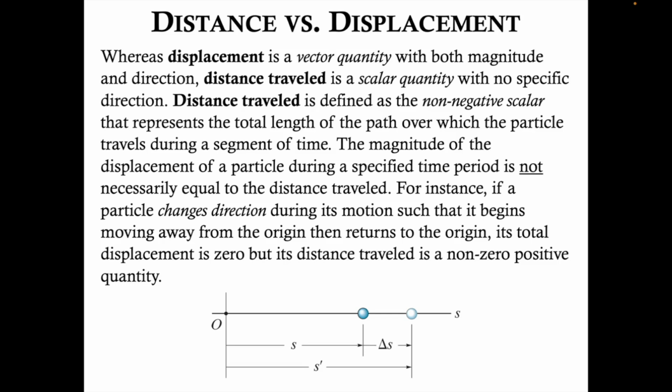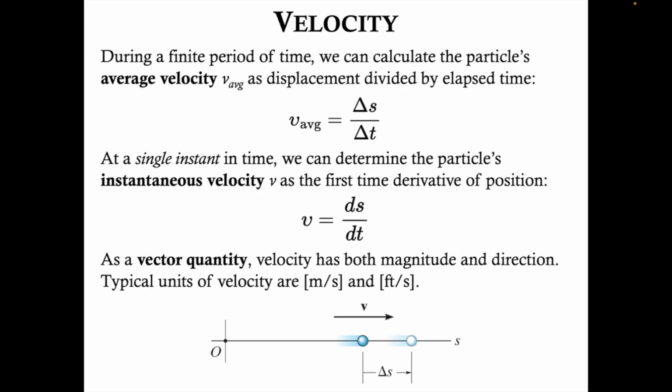The magnitude of the displacement of a particle during a specified time period is not necessarily equal to the distance traveled. For instance, if a particle changes direction during its motion such that it begins moving away from the origin, then returns to the origin, its total displacement is zero because it started and ended at the origin. But its distance traveled is a non-zero positive quantity because it did traverse some length, some distance traveled.